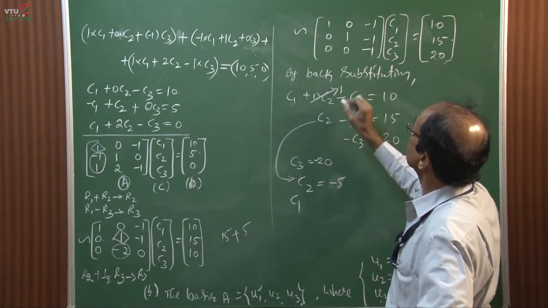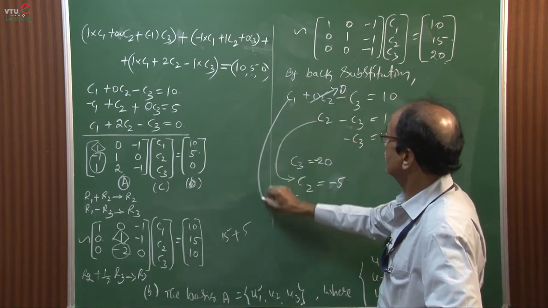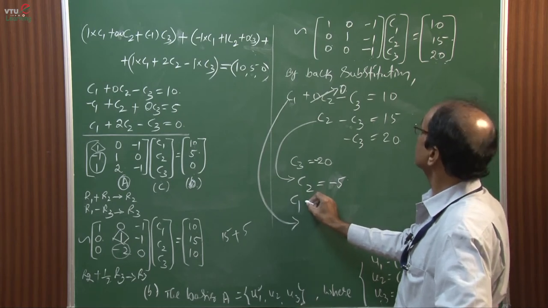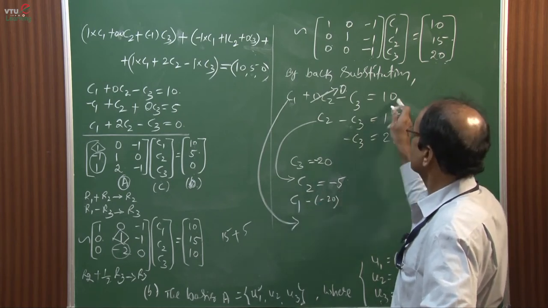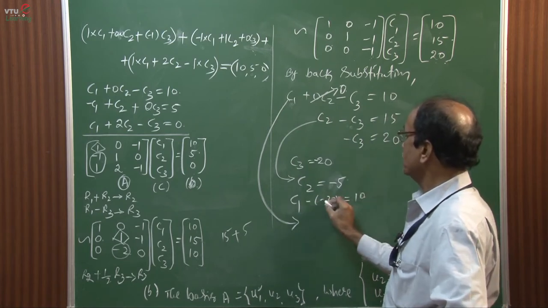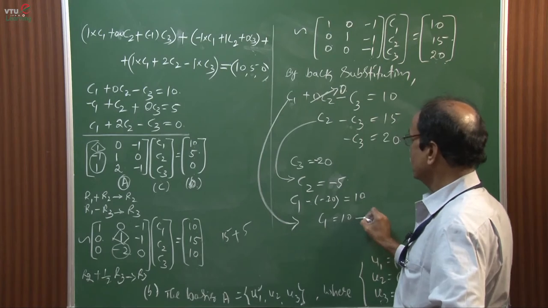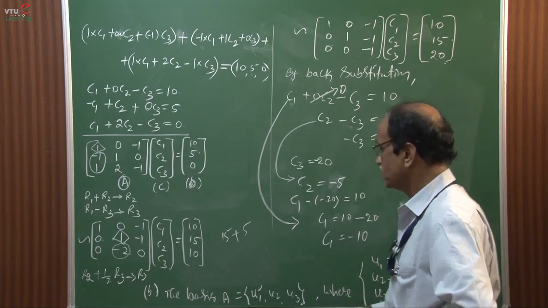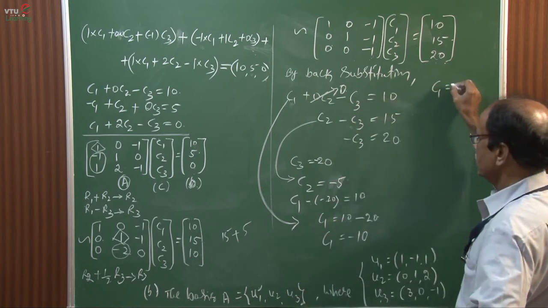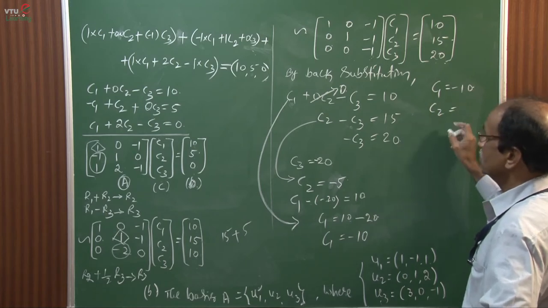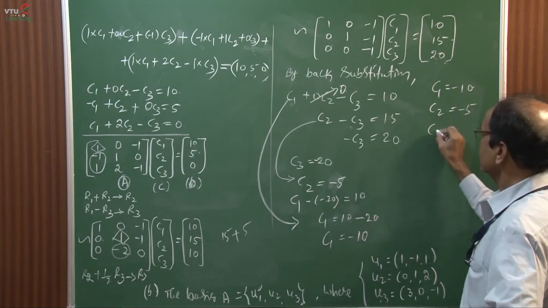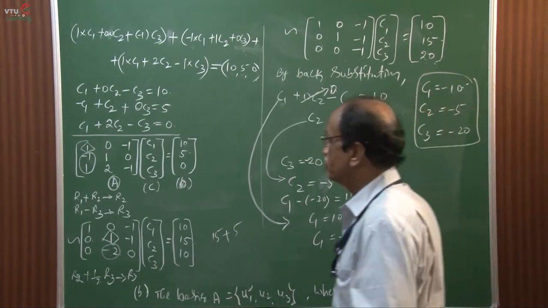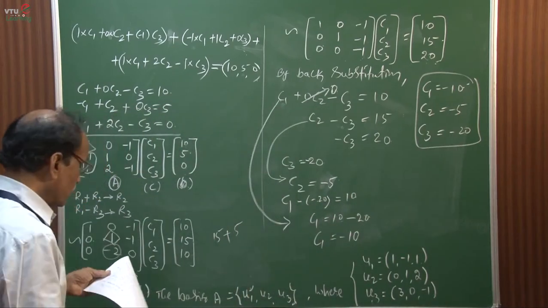That is, anyway, this term is 0, then C1 minus C3. C3 is how much? Minus of minus 20, that is equal to 10. So this becomes plus 20, C1 is equal to 10 minus of 20 again. So C1 is equal to minus 10. This is the value. Therefore, C1 is equal to minus 10, C2 is equal to minus 5, and C3 is equal to minus 20. So these are the three values which we got for defining the coordinate vectors.